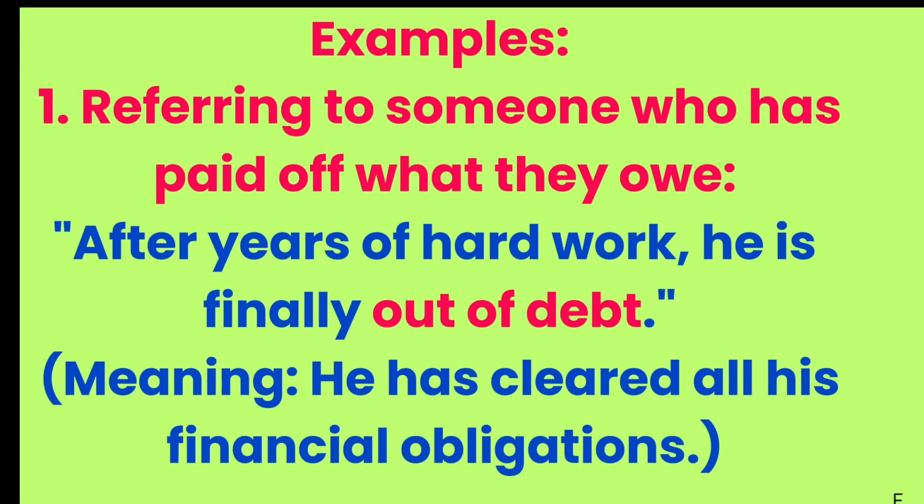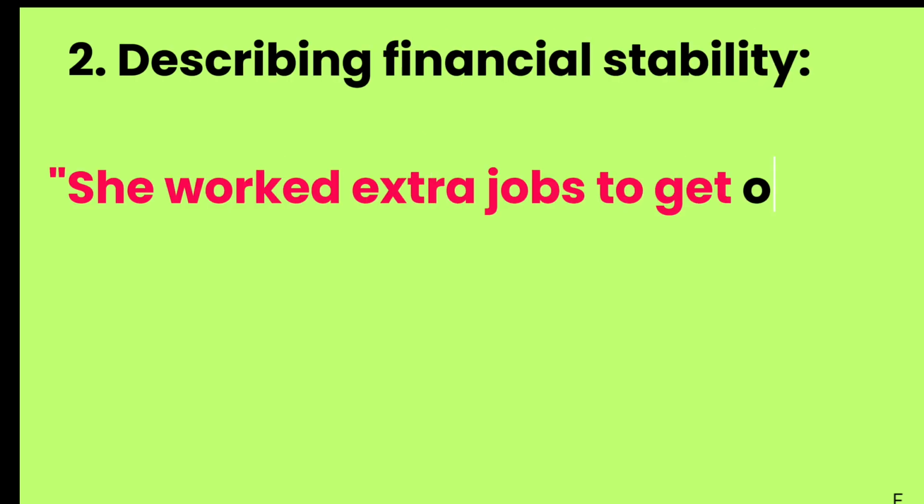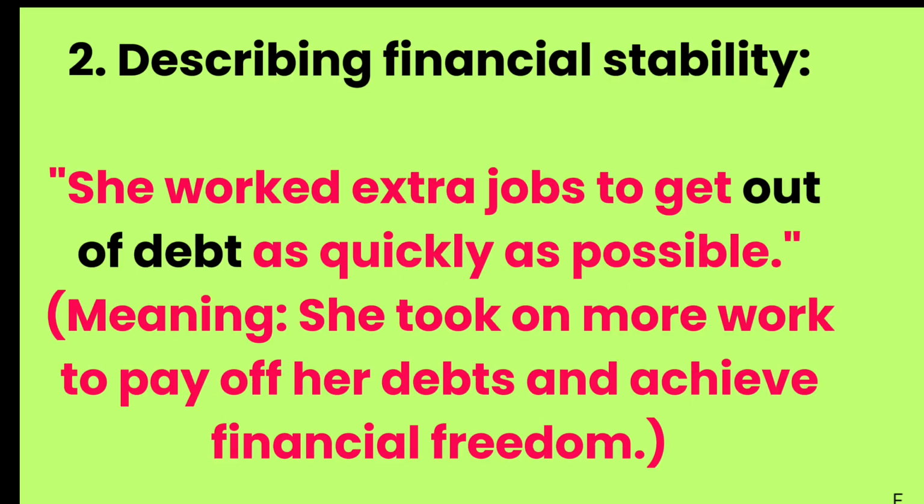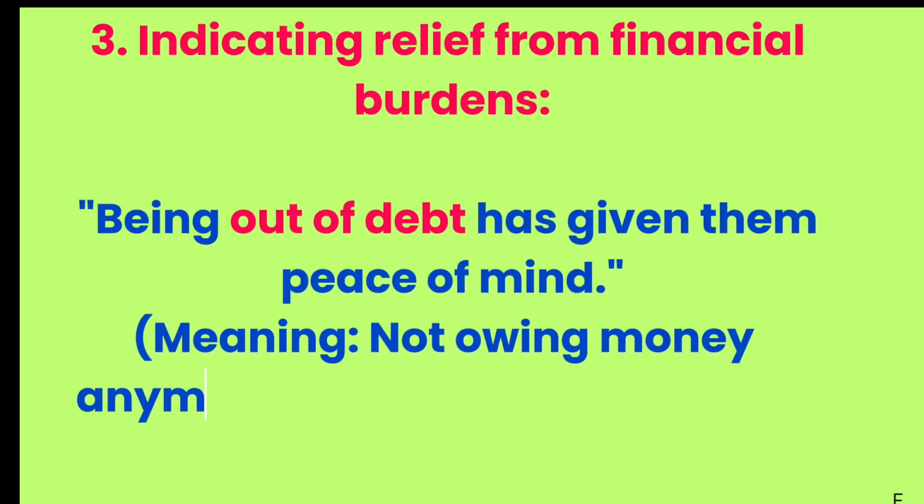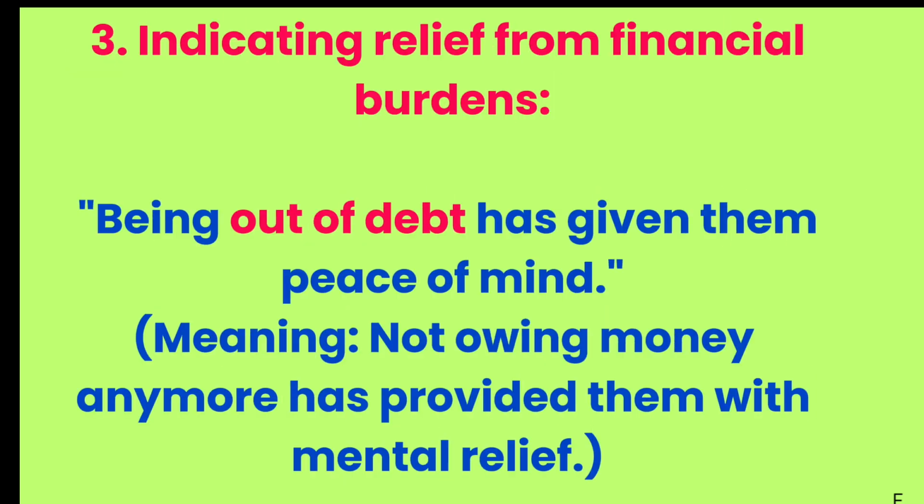Meaning, he has cleared all his financial obligations. 2. Describing financial stability. She worked extra jobs to get out of debt as quickly as possible. Meaning, she took on more work to pay off her debts and achieve financial freedom. 3. Indicating relief from financial burdens. Being out of debt has given them peace of mind. Meaning, not owing money anymore has provided them with mental relief.